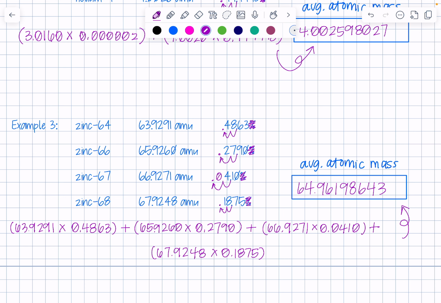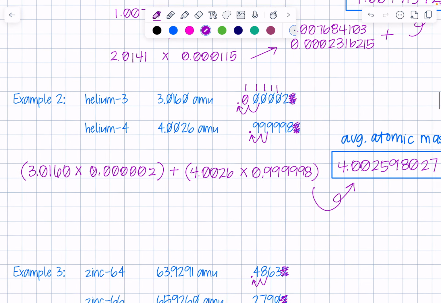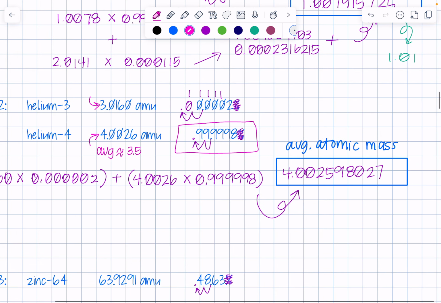Now, I want to bring your attention really quickly up here. Let's look at question number 2, or example 2. If this was a regular average, I've got a number here that's approximately 3, a number here that's approximately 4. So a regular average would be somewhere in the middle, about 3.5. But I've got almost 100% of my sample that has a mass of 4. So this weighted average gives us a mass of 4. This is how it's different.